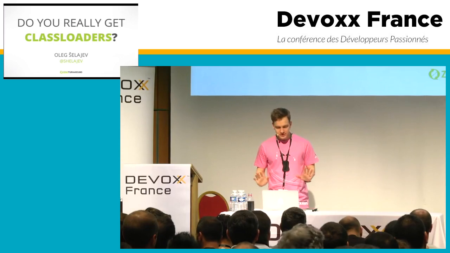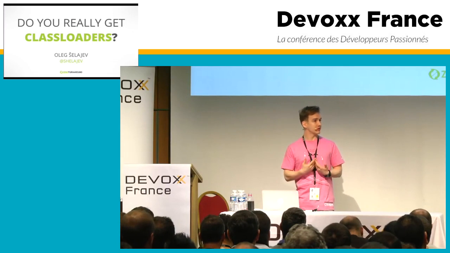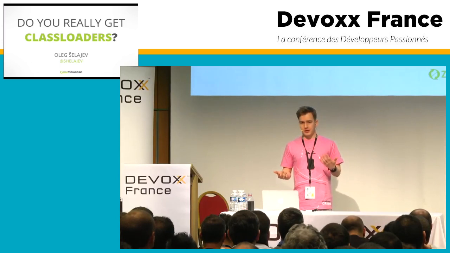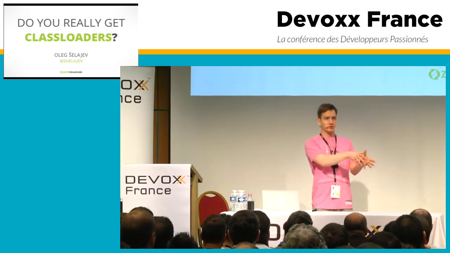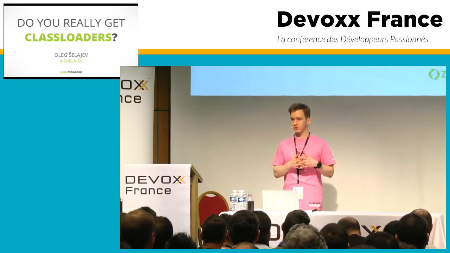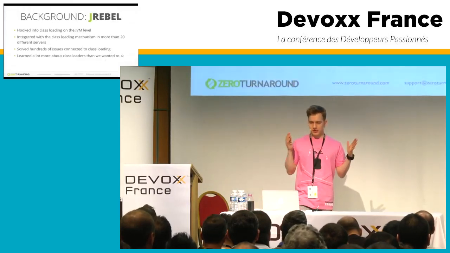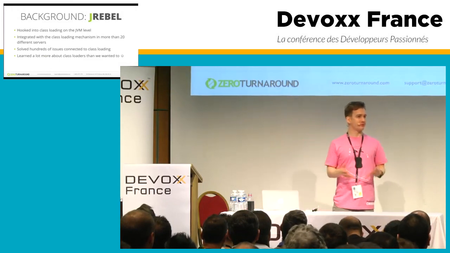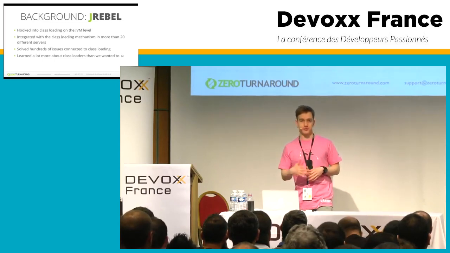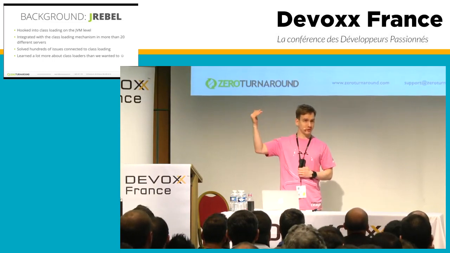Still, I'm a product engineer at ZeroTurnaround. I'm working mostly on a product called Rebel, which is a release automation tool. We integrate with different application servers and do lots of low-level magic. There I get my experience with class loaders. But the most important piece of background that we have at ZeroTurnaround, our experience with class loaders, comes from JRebel.